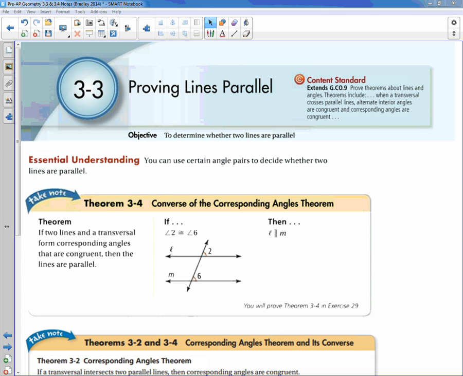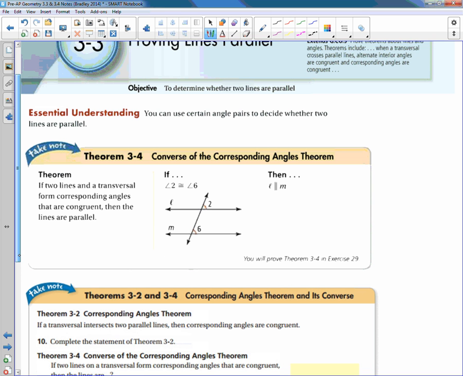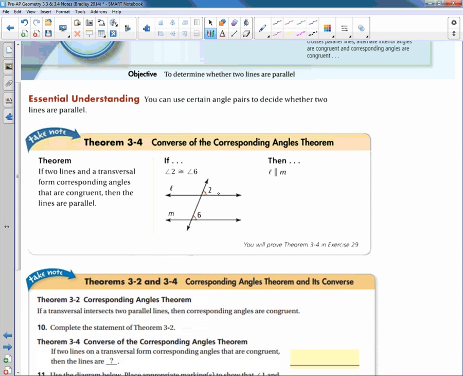Okay, folks, so we're going to talk now about proving lines parallel. If you remember from yesterday, we talked about if the lines were parallel, then the angles were congruent and/or supplementary. Well, today we're going to talk about the converse of that. In this situation, it talks about if the angles are congruent, then the lines are parallel.